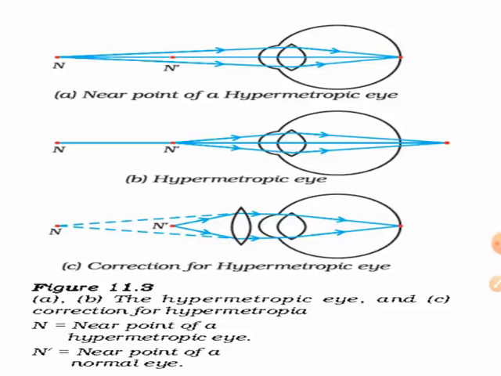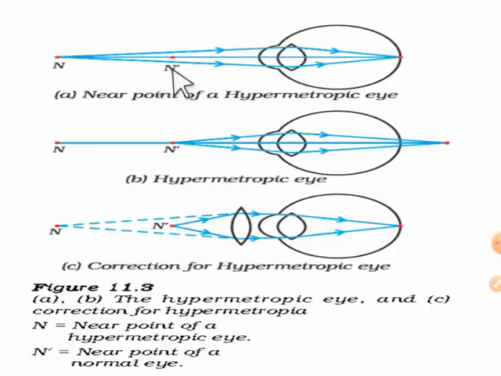The near point and the far point will be going beyond, or far away from, the normal near point and far point. If this is the near point N' for a normal human adult with a non-defective eye, then the distance between the eye and this near point will be 25 centimeters.